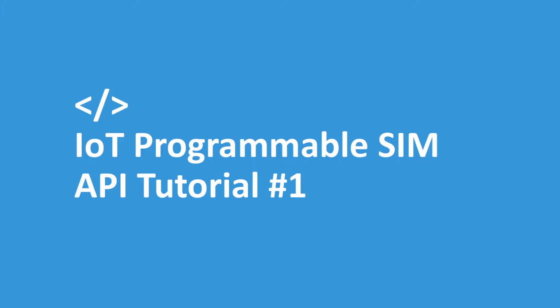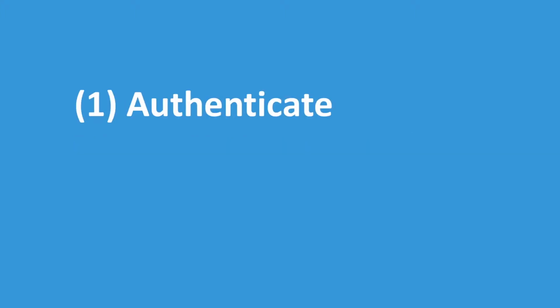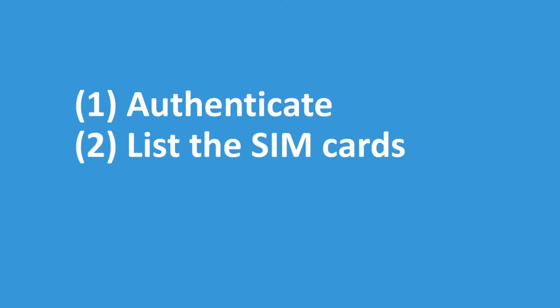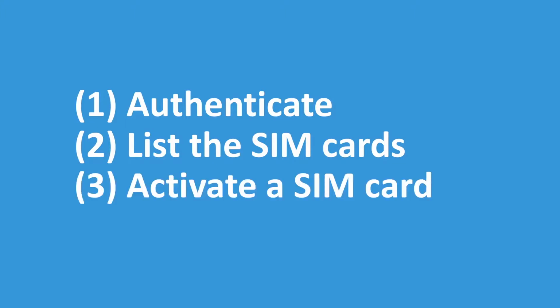Hi, I'm Frank, and I'm going to show you today how to use an IoT Programmable SIM using API and the KPN API Store. First, we are going to authenticate with an online service. Then, we are going to retrieve a list of SIM cards provisioned in your account. And then finally, we are going to see how to activate the SIM cards to start using mobile services.